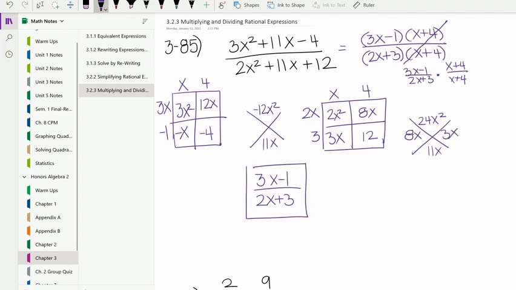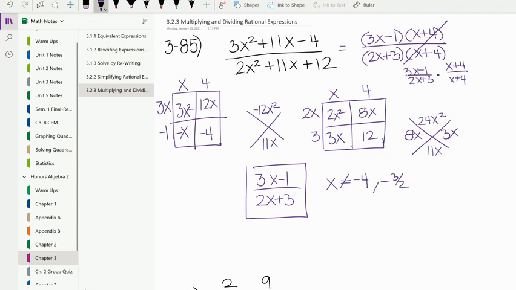But we have to say what our restrictions are. So excluded values, x cannot equal... Even though we reduced the x plus 4 over x plus 4, we still need to state it, because if that were negative 4, we wouldn't even be able to get to the point where we are. So x can't equal negative 4. And for the other one, x can't equal negative 3/2.